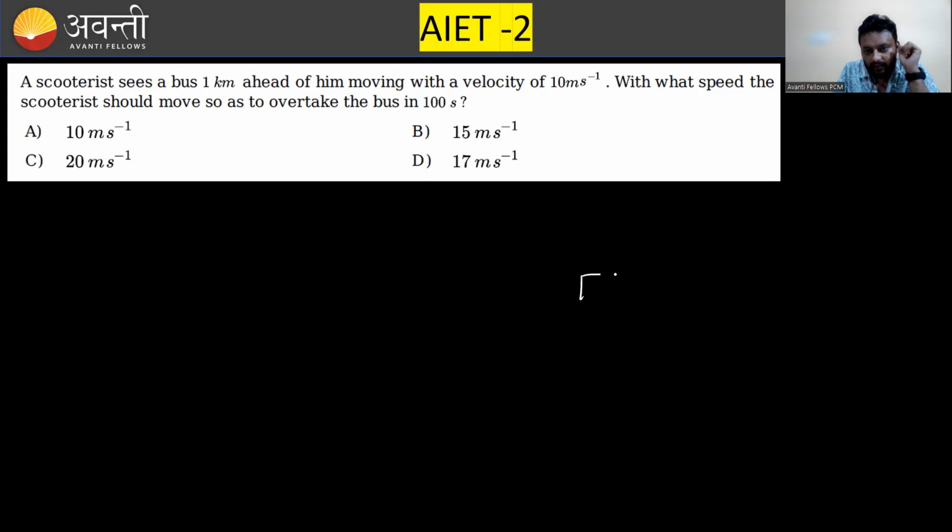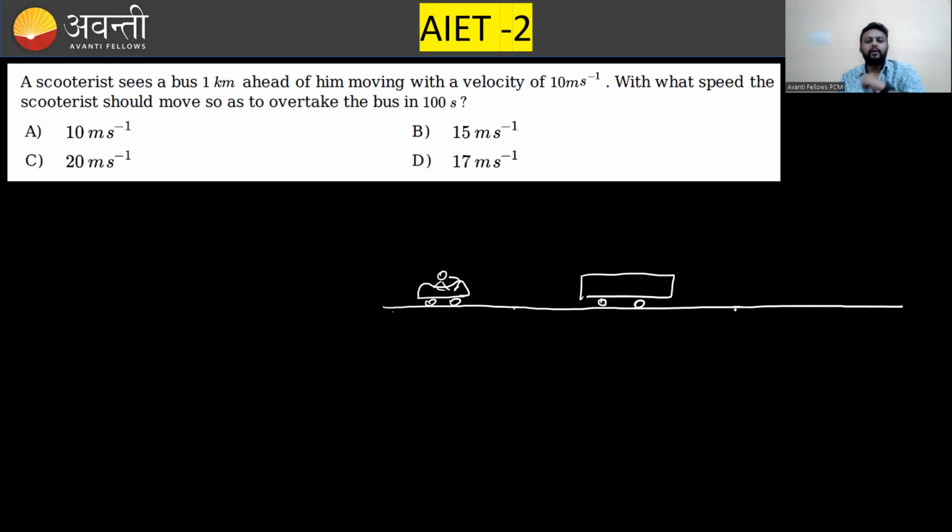Let's suppose this is the bus, and this is the scooterist. This is the handle. And both are moving on a straight line. Clear? Now, this distance is 1 kilometer, and the answer is given in meter per second, so can you say that this distance is 1000 meter?